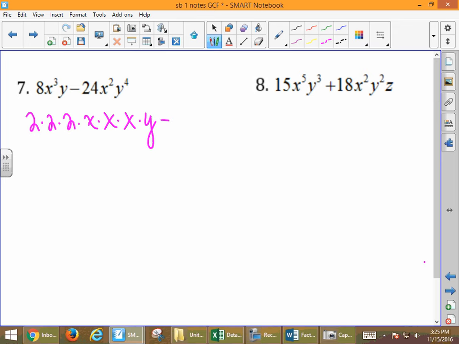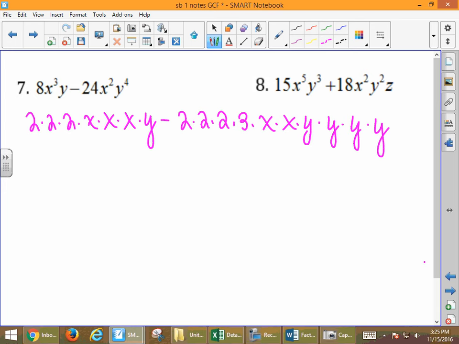We can do the same thing with the 24, and it is 2 times 2 times 2 times 3 times x times x times y times y times y times y. So I'll have to move my problem number 8 here in a minute, and it's okay. But as we look at this, I wrote out all of the variables. I expanded it out. And no, I don't want to do that every single time, and neither do you.